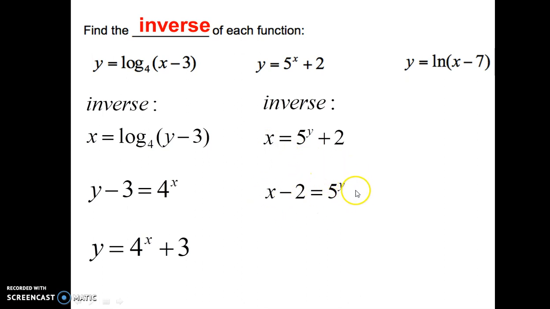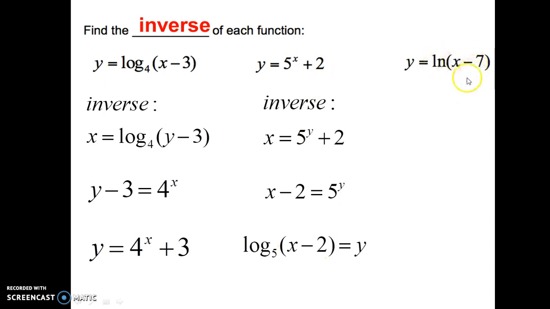Now that this exponent expression here is isolated, we can do that. So log base 5 of this equals y. So there we have our inverse function. This was exponential, this is log. Again, notice this is a horizontal translation, and here we have a vertical, and this is a horizontal translation.